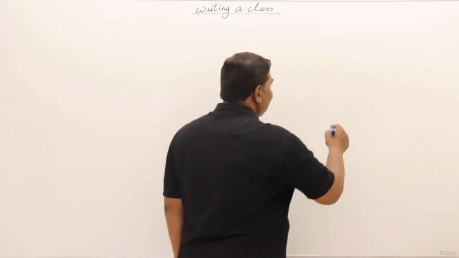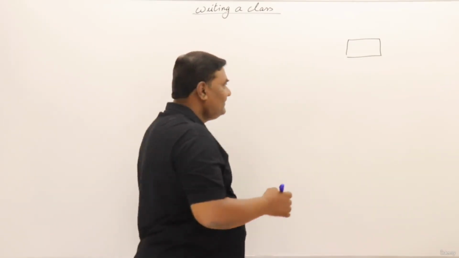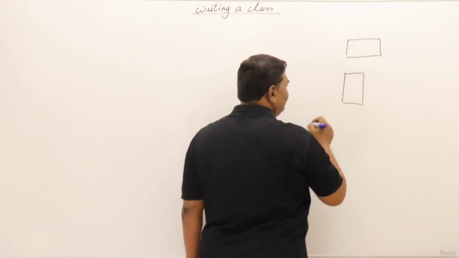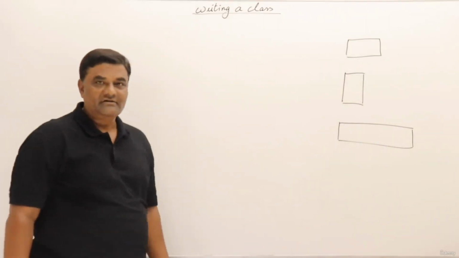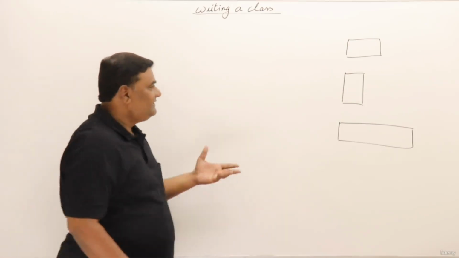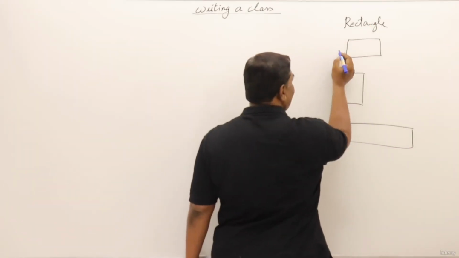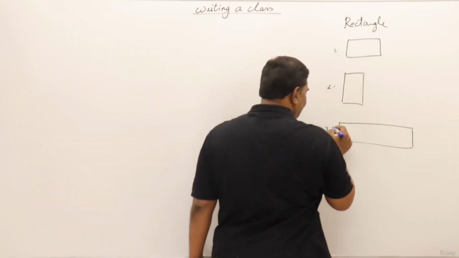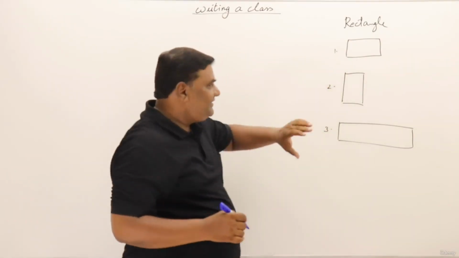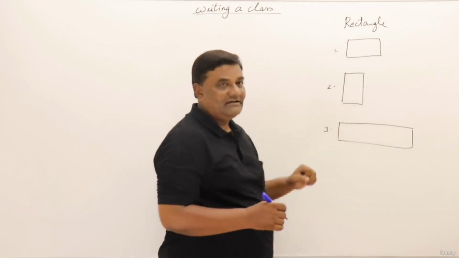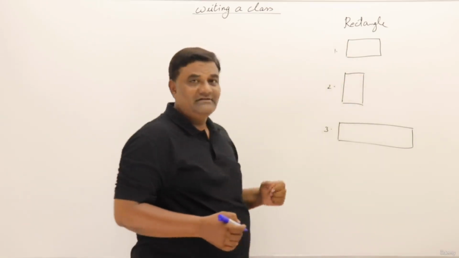So let us start. See, this is a four-sided figure. This is also a four-sided figure. And even this is a four-sided figure. So what are these? These are nothing but rectangles. This is example 1, example 2, example 3. This is an example of a rectangle. All these are examples of the rectangle. So we say that these are the objects of type rectangle, instances of type rectangle. Each instance is an object of class rectangle.